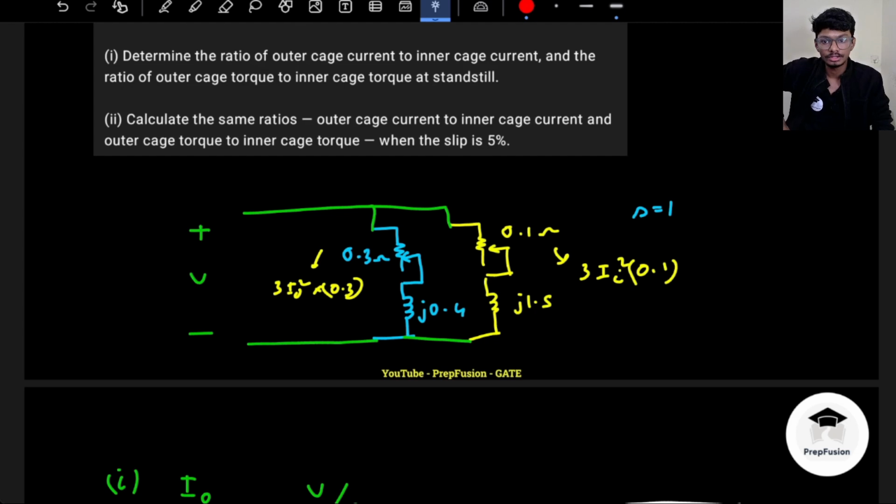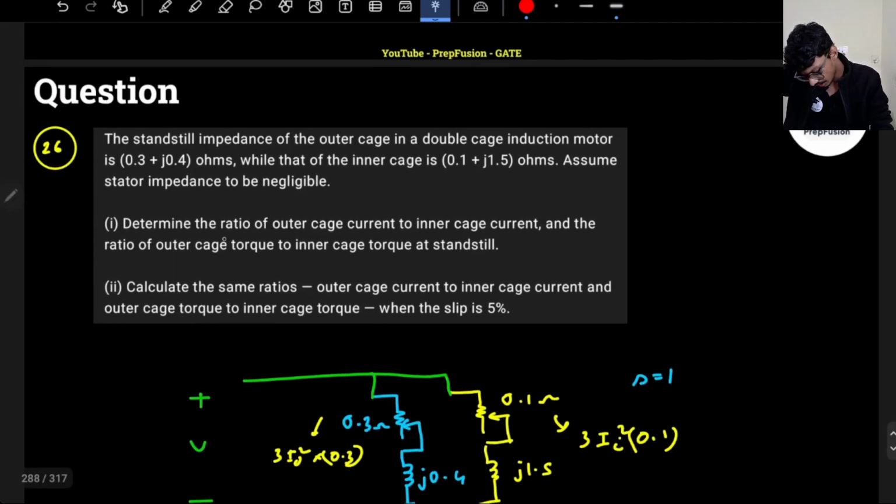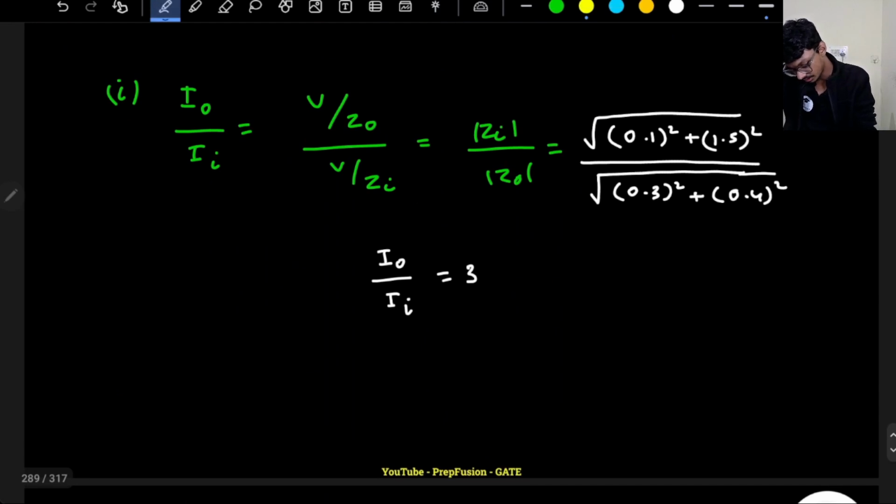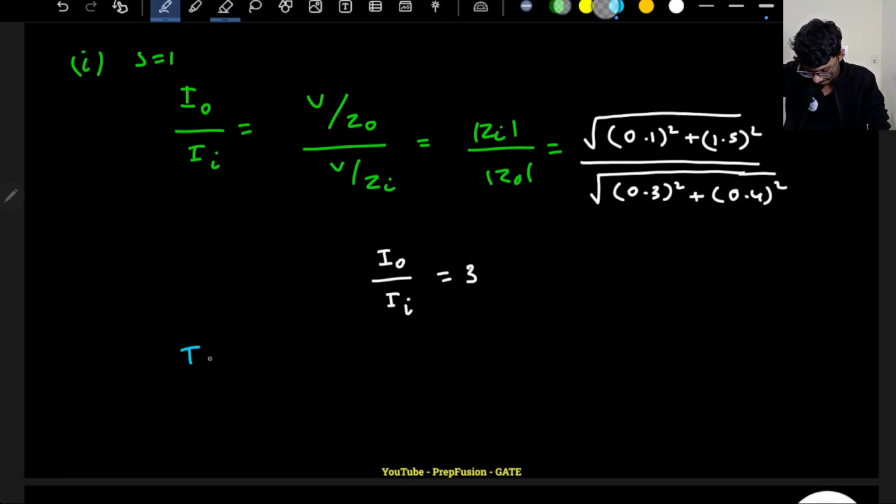Okay, so now let's calculate. What are they asking? The ratio of the outer cage current to the inner cage current and the ratio of the outer cage torque to the inner cage torque. All these we are calculating at standstill, basically when the slip is 1. So outer cage torque to inner cage torque, right?